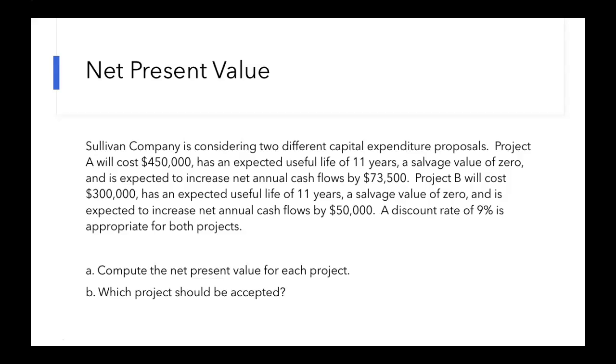Project B will cost $300,000, has an expected useful life of 11 years, a salvage value of 0, and is expected to increase net annual cash flows by $50,000. A discount rate of 9% is appropriate for both projects. So we need to compute the net present value for each project and then decide which project should be accepted.